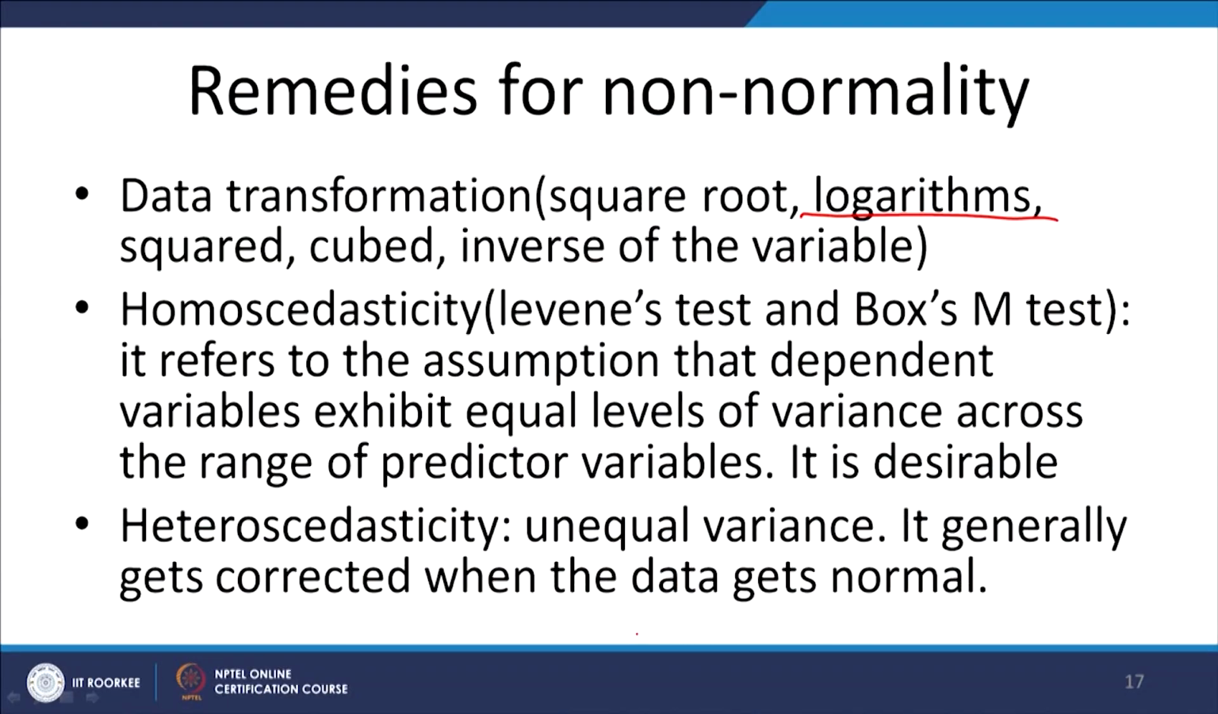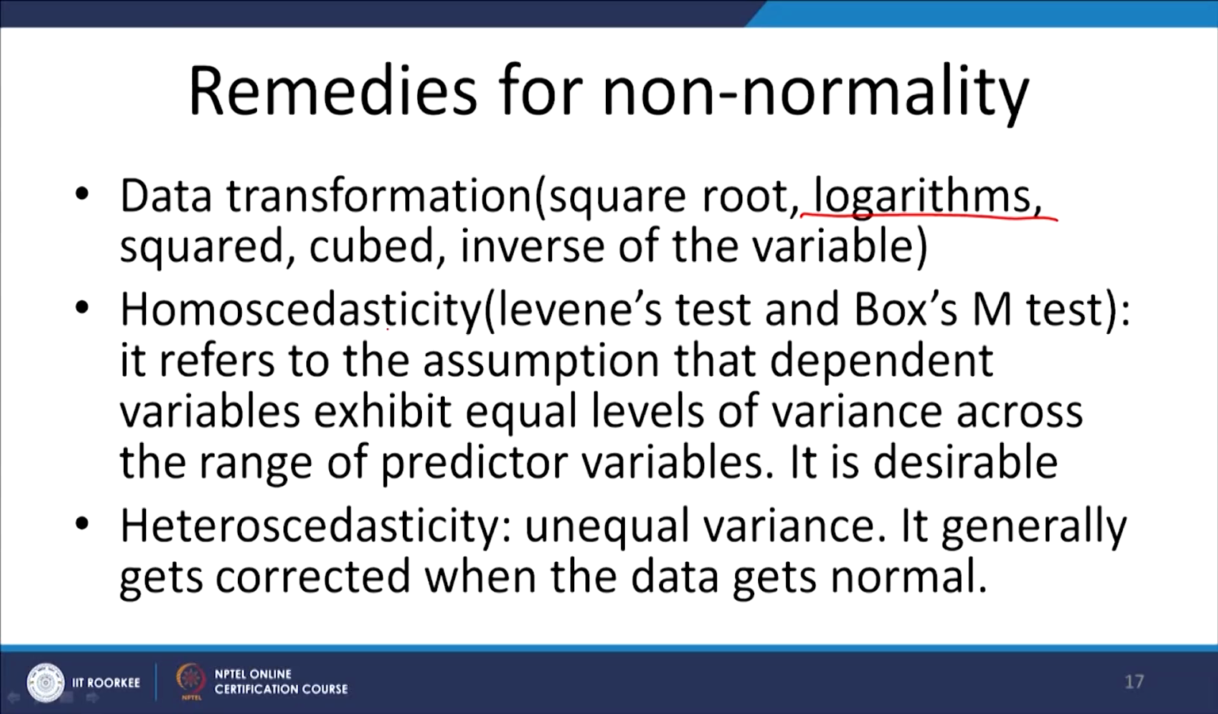So, once you have done with this data transformation and you have corrected the case, then you can proceed with your analysis and there is no issue at the moment, right. However, when you talk about normality, you need to understand two concepts. One is called homoscedasticity and heteroscedasticity, right. Now, what is this homoscedasticity and heteroscedasticity?